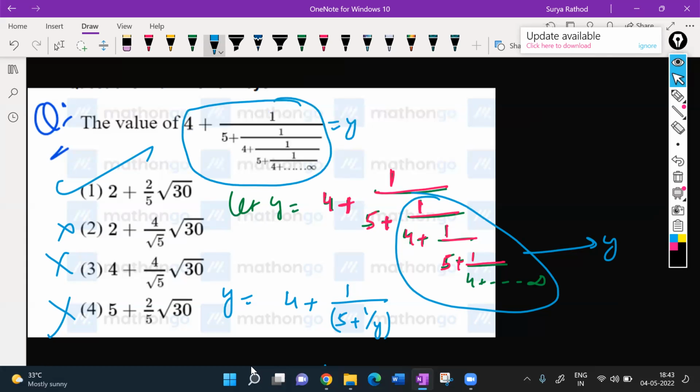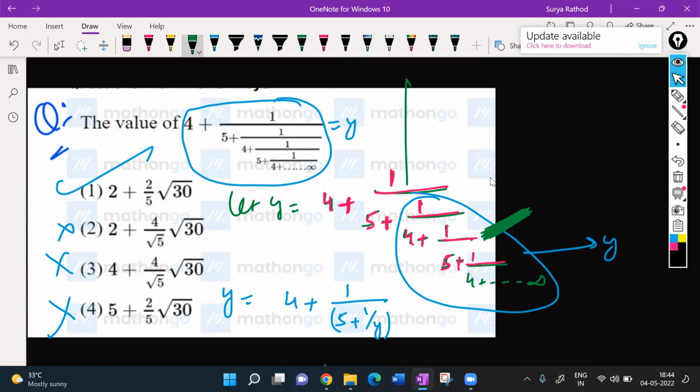Now this blue color circle, wherever I'm highlighting, isn't it looking like y? Check. Is it looking exactly like y or not? Are you understanding my point here? Are you agreed, guys? It seems to me that you guys are not understanding, but it is looking exactly like y.